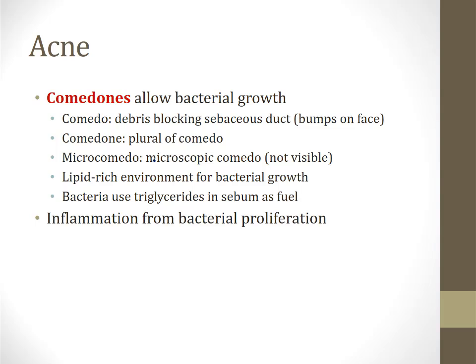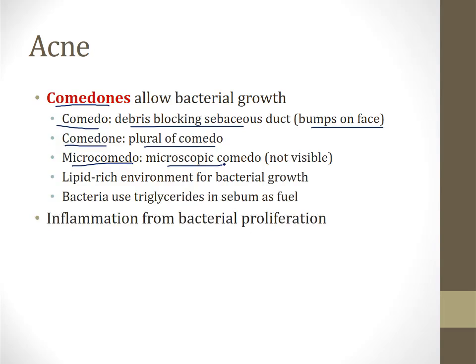So the way that inflammation occurs is that comedones allow for bacterial growth. So let's talk about a little vocabulary here. A comedo is a sebaceous duct blocked by debris. This leads to the creation of little bumps on the face. Comedone is the plural of comedo, so multiple comedos are called comedones, and then microcomedos are microscopic comedos that are not visible with the eye, only under the microscope.